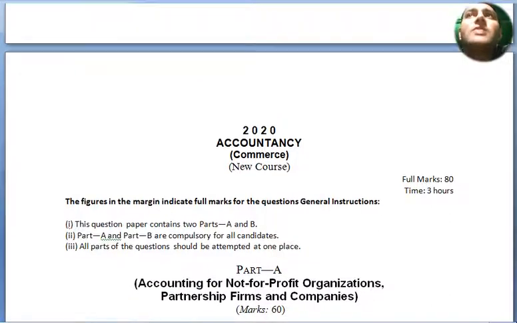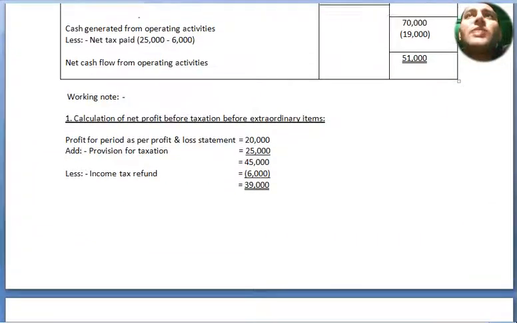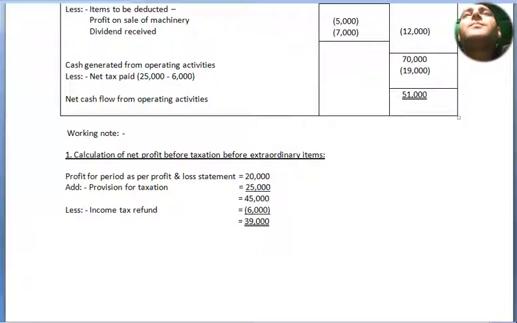This much only for the 2019 paper, and for the 2020 paper I'll make a separate video.